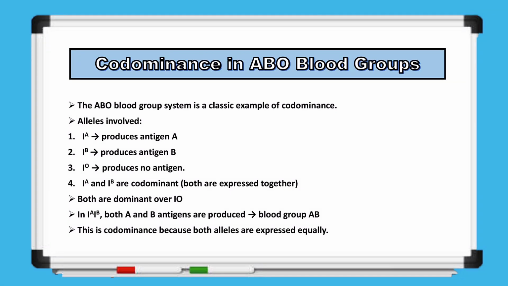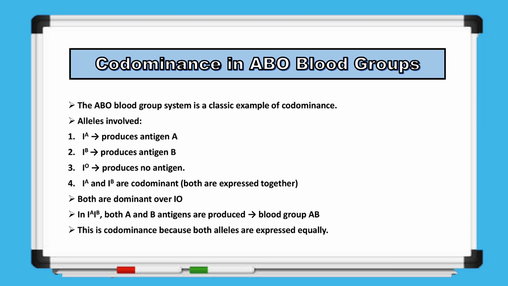Next, we will talk about the ABO blood groups. The ABO blood group system is a classic example of codominance. The alleles involved are IA, which produces antigen A, IB, which produces antigen B, and IO, often written as small i, which produces no antigen. IA and IB are codominant, meaning both are expressed together when present in the same individual. Both IA and IB are dominant over IO.